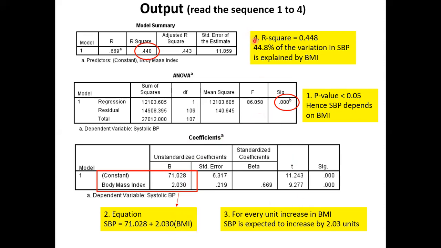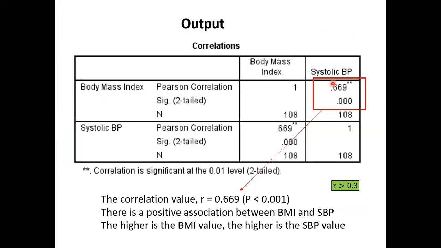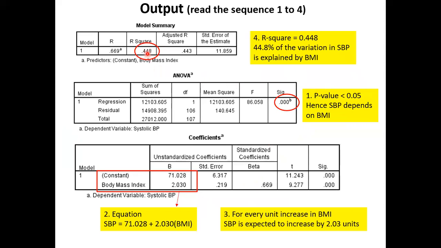Lastly, number four, R square. You did mention just now, take the R, 0.669, and square it. So how to interpret this? R square is 0.448, which means 44.8% of the variation in BP is explained by BMI, meaning why the BP varies from person to person. Is it because of differences in BMI? Yes. How many percent? Only about 45%.